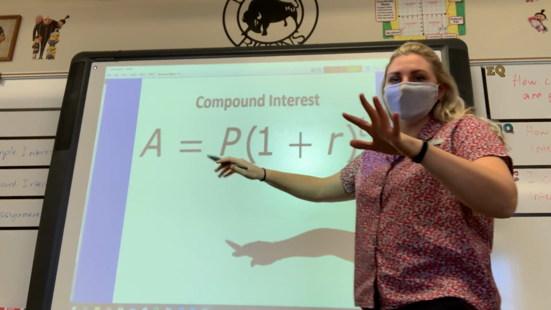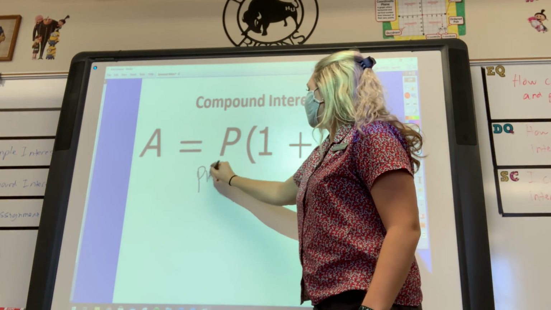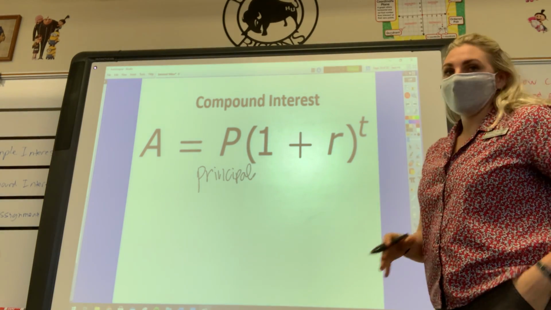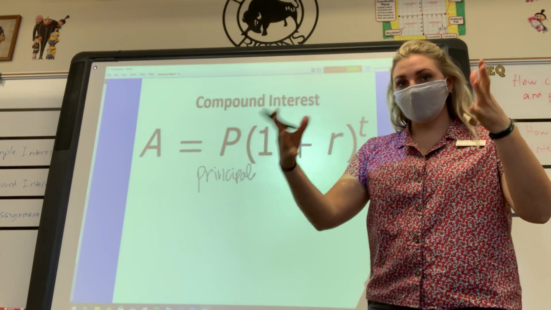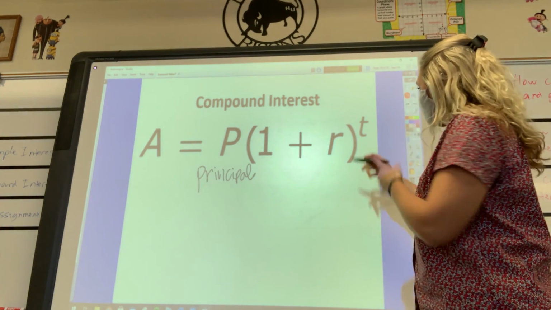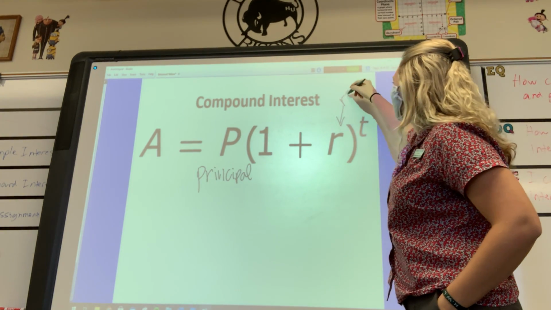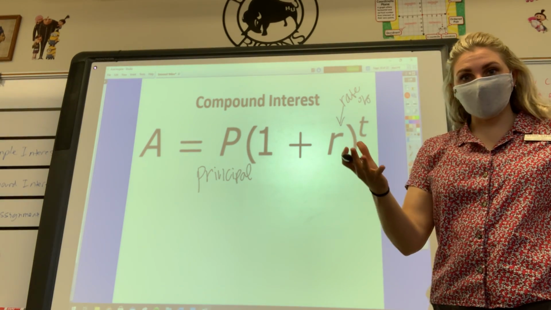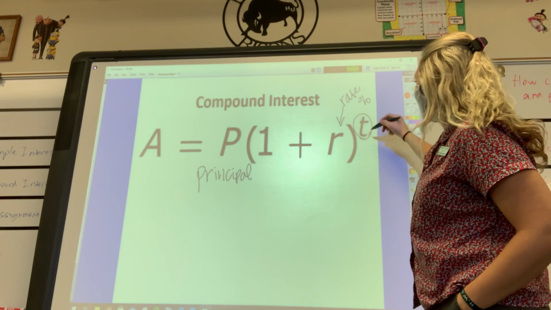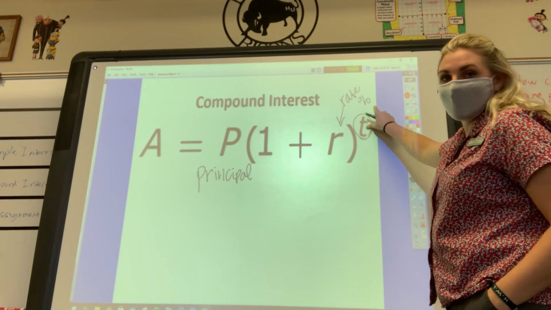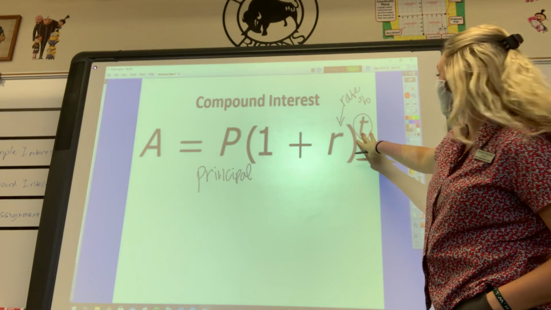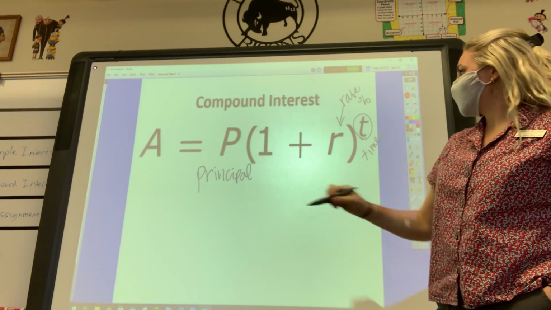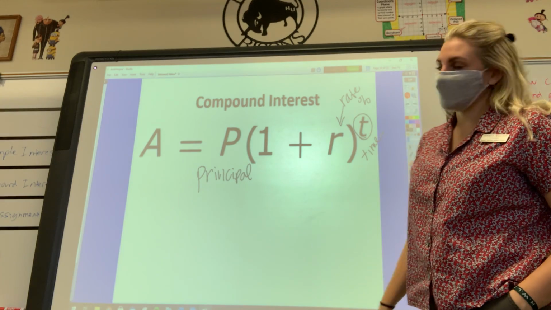So the P is the same thing. It still stands for your principal amount, meaning the amount that you're being loaned or the amount that you're putting into an account. The R still stands for rate, and that is going to be in percentage form that we need to turn into a decimal. And this T, if you notice, it is raised a little bit, is actually an exponent, but it still stands for time. And this 1 is just a 1. The 1 always stays there.